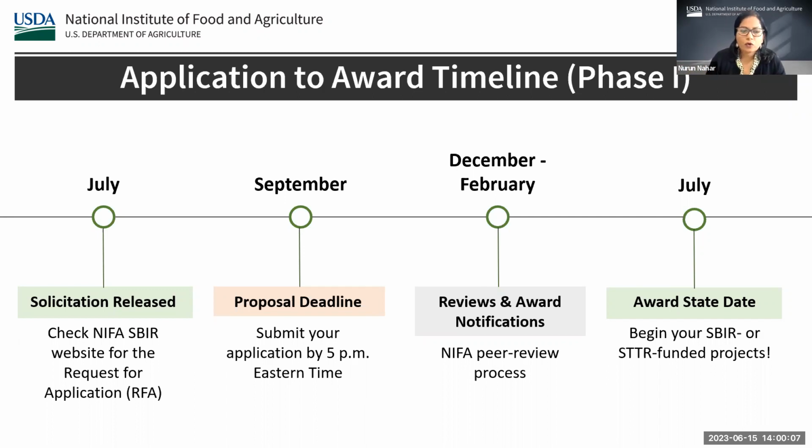So we do have a peer review panel process. It's an extensive one. As USDA NIFA employees, we administer the whole process, but we do not participate in the peer review panel. Our peer review panel are experts from universities, federal labs, and industry. We go through the extensive NIFA peer review process, which takes time. So around December to February, the whole three-month cycle goes to the peer review process. In March and April, we hope you will be notified whether your proposal is recommended or not, and in July we are hoping to get the awards started and begin your SBIR or STTR funded projects.